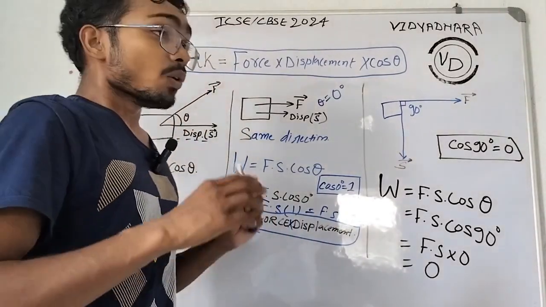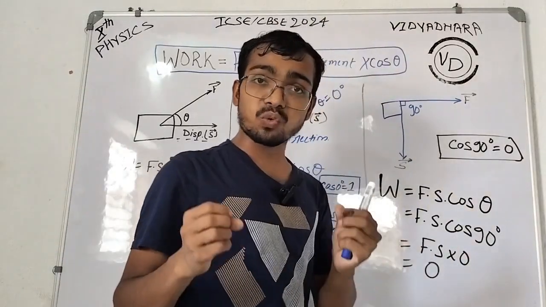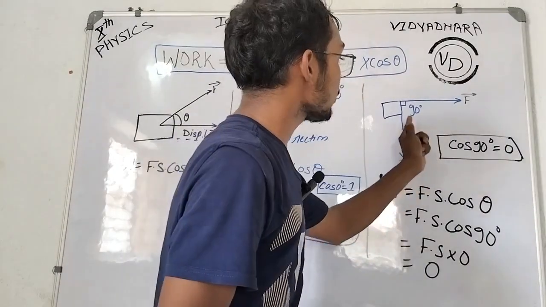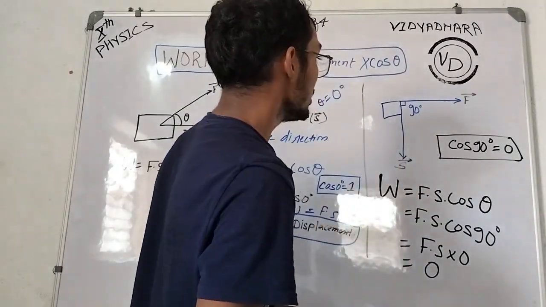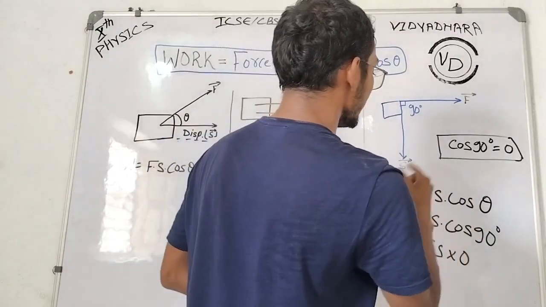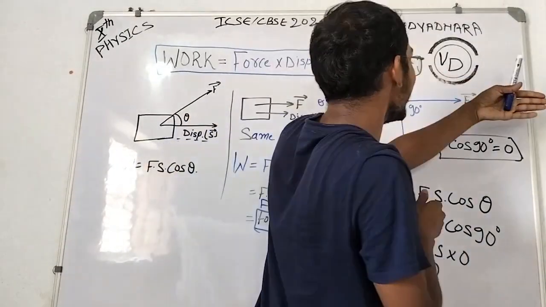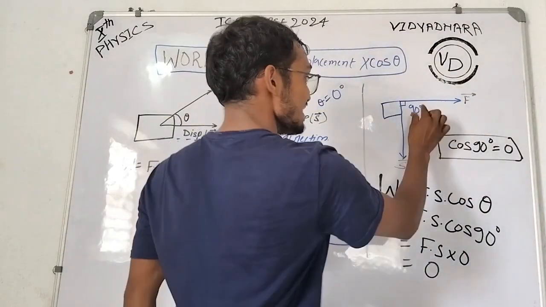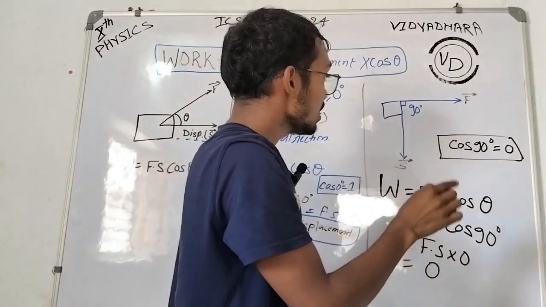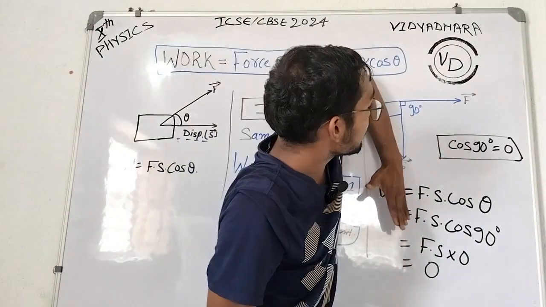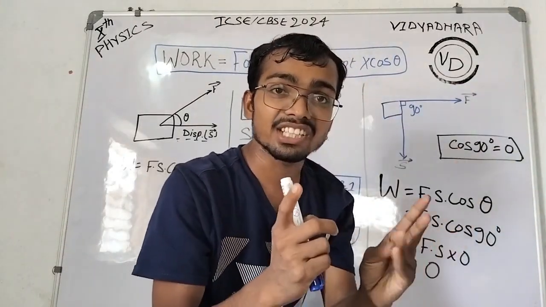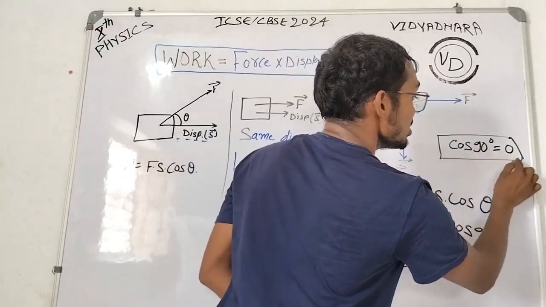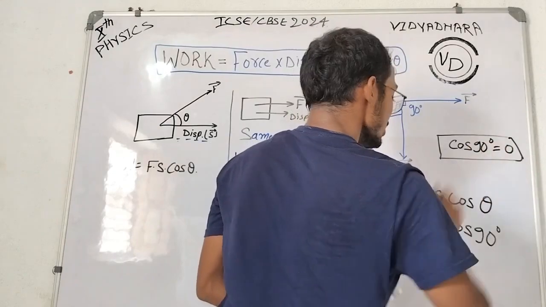Okay. Now the third case is very important for the ICSE board, your board examination. Many times questions are asked from this third example. I am going to tell you that force is applied in this direction and displacement in this direction. So what is the angle between force and displacement? 90 degree. And what is the cos value of 90 degree? The cosine value of 90 degree is 0.